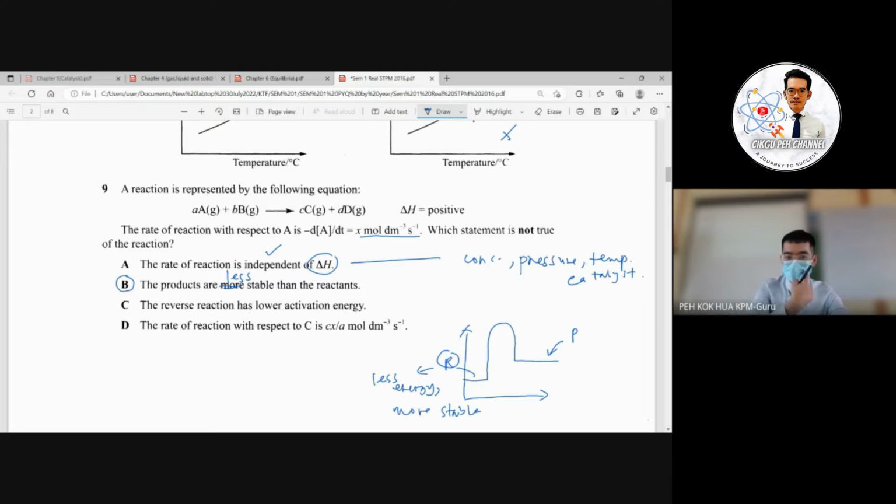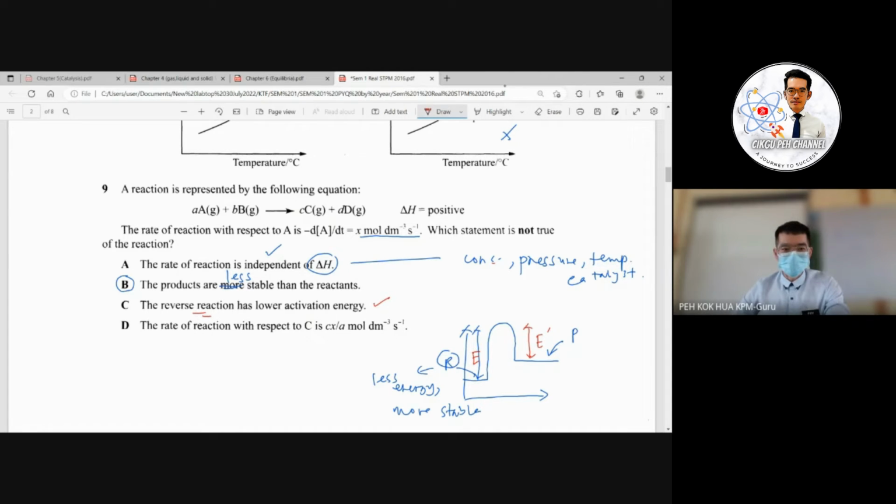Then we go to C. The reverse reaction has lower activation energy, correct. If, let's say, forward, the Ea will be here, so the activation energy is higher. But when we reverse the reaction, the Ea will be here, reduced. So that means the reverse reaction will have a lower activation energy. So this statement is also correct.